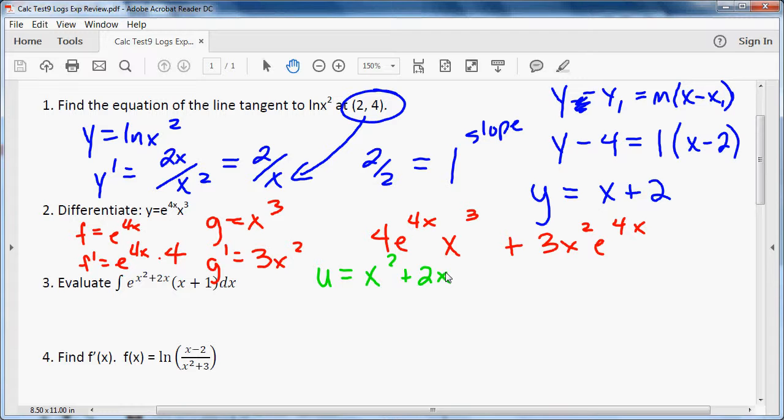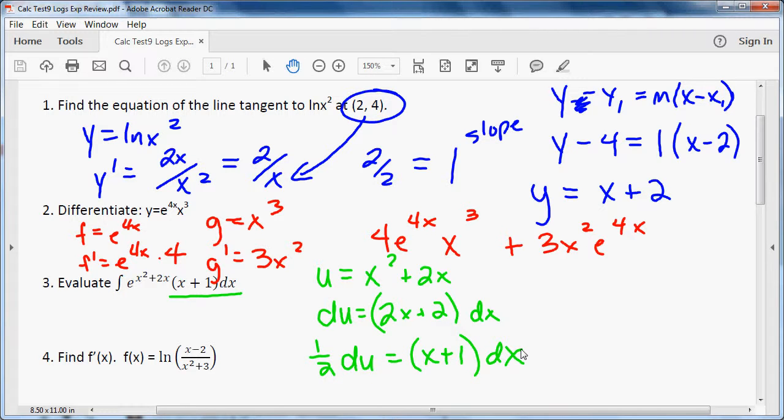The derivative of that is 2x plus 2 dx. So we've got to figure out how we can change that so it will match the x plus 1 dx. To do that, we divide both sides by 2. And we have a good match. So we can plug this in. It'll be 1/2 integral of e to the u du. And one of the easiest integral rules there is, the integral of e to the u du is e to the u plus c. So our final answer is 1/2 e to the x squared plus 2x plus c.